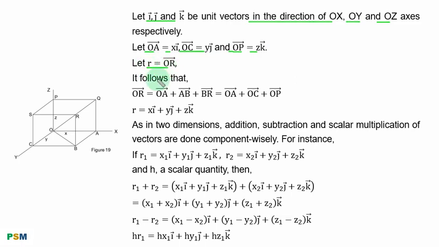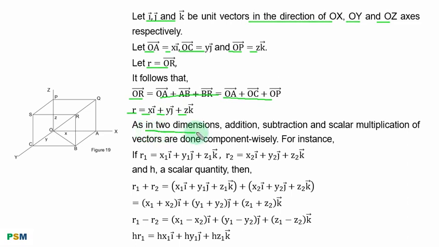It follows that vector OR is equal to vector OA plus vector AB plus vector BR. You have it in this form and this form. That is simply vector r equal to x vector i plus y vector j plus z vector k.